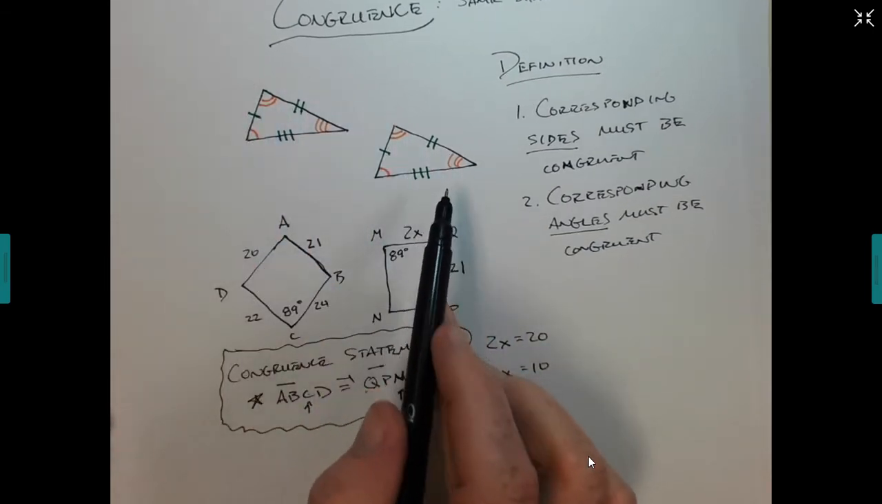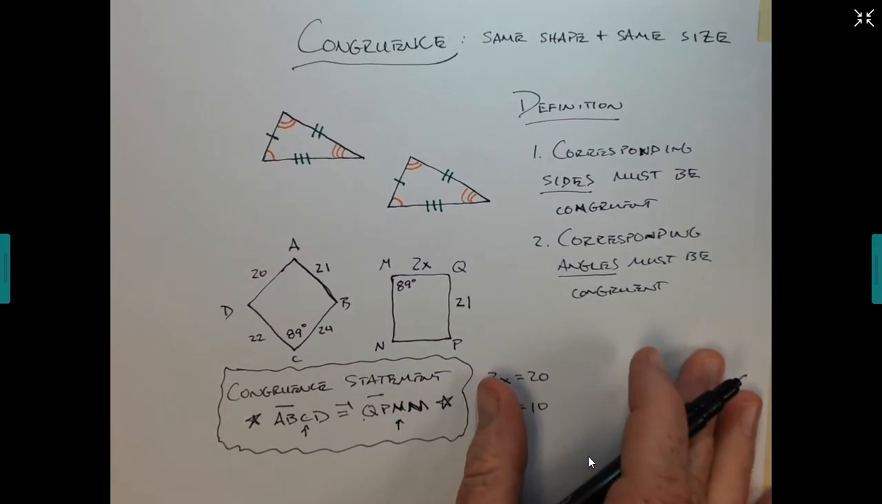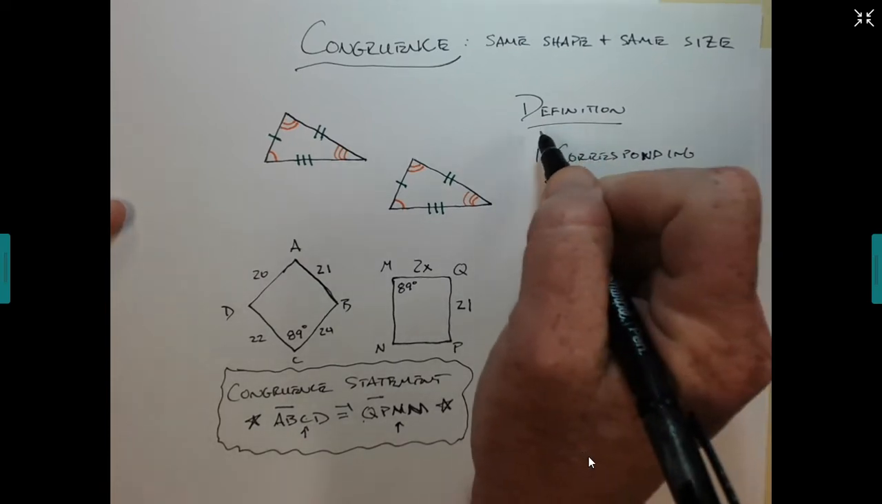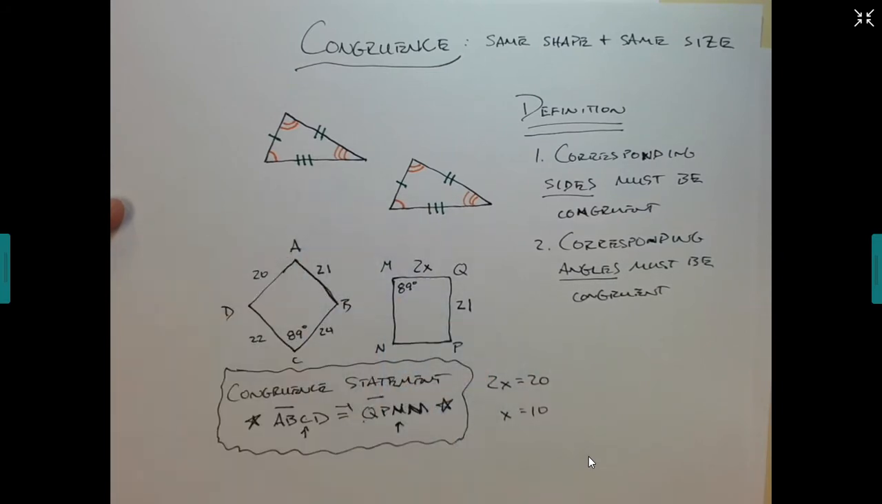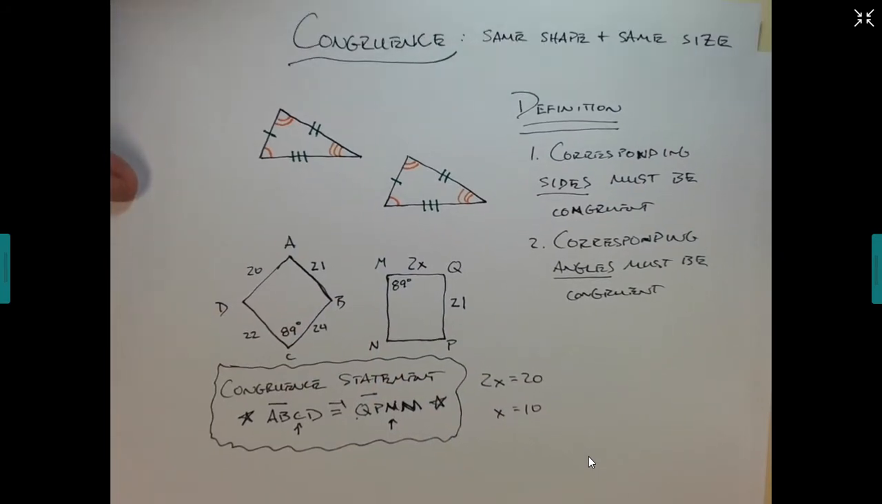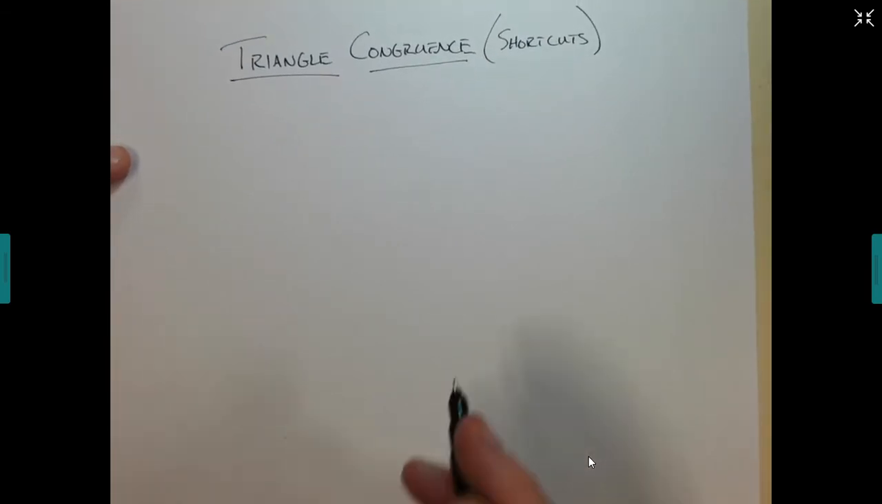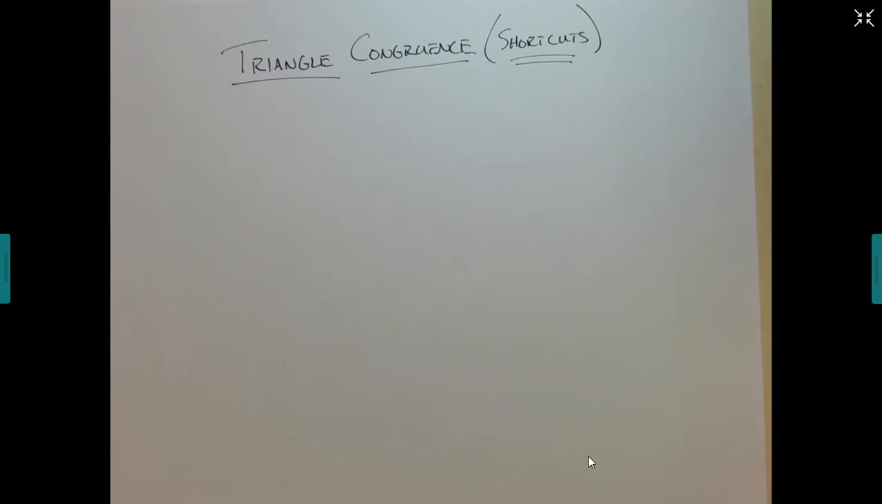That's 6 different sets of items that you would have to verify are congruent before we would satisfy the definition of congruence. But triangles are a very special kind of shape. Sometimes we can get away with what's called shortcuts. All right. Here's a quick little way of looking at that idea.